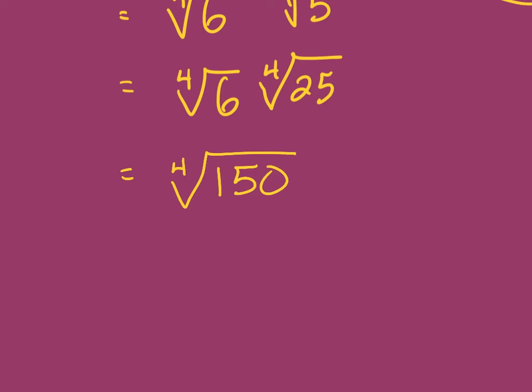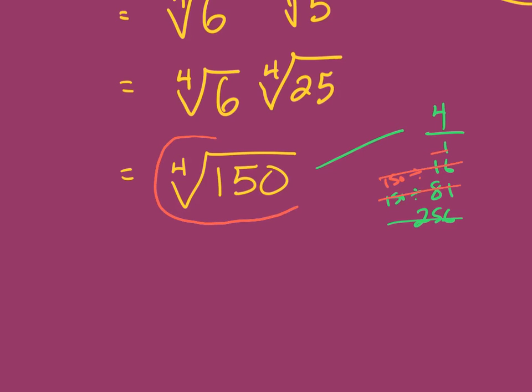And at this point, you'll want to look at the list that we wrote down at the beginning. You've got 1, 16, 81, 256. Obviously, 256 is too big to fit in 150. You can try 150 divided by 81. 150 divided by 16. And we don't really do anything with 1. So none of those came out as a whole number. So this is actually as simplified as it's going to get.